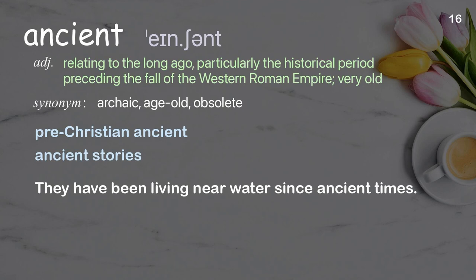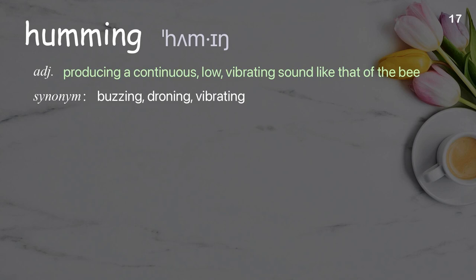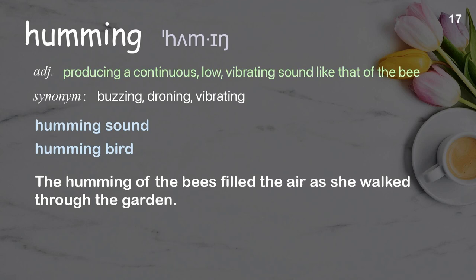Humming. Producing a continuous, low, vibrating sound like that of the bee. Examples: Humming sound. Hummingbird. The humming of the bees filled the air as she walked through the garden.